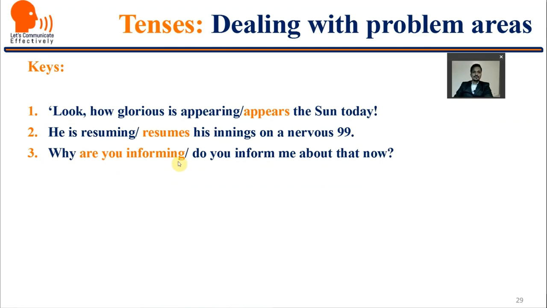Why are you informing me about that now? I just forgot to strike through the wrong answers, so I'm explaining here, no issue. Why are you informing me about that now? Because it is now here, you cannot use why do you inform. Now, progress. He is writing? No, he writes his poems in English. So a general habit, let us say, he writes his poems in English.